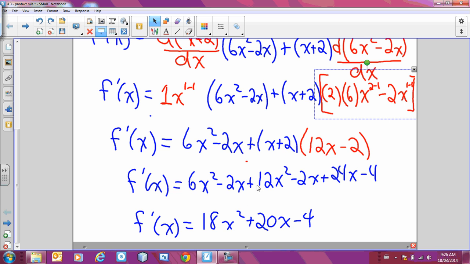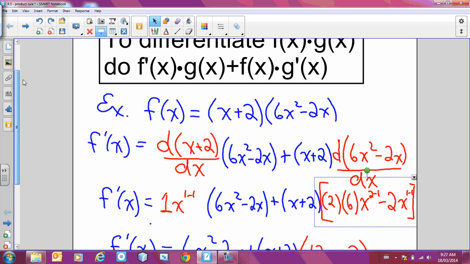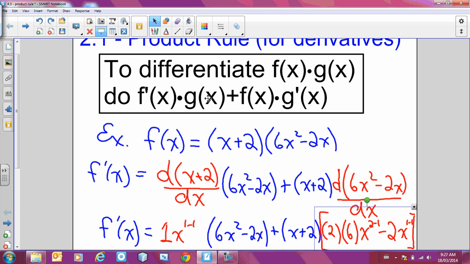6x squared plus 12x minus 2x minus 2 more x plus 24x, and then the minus 4. So again, the only thing that's new here in any way is just to know that this is the pattern for the product rule. We take the derivative of the first part, leave the second one alone, leave this first one alone, and we're adding, of course, and take the derivative of the second term.